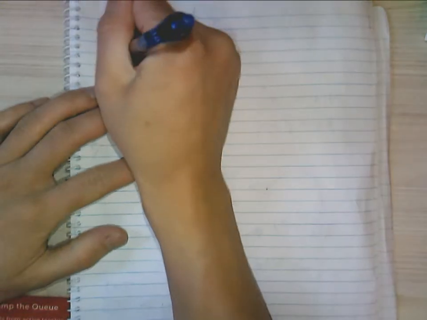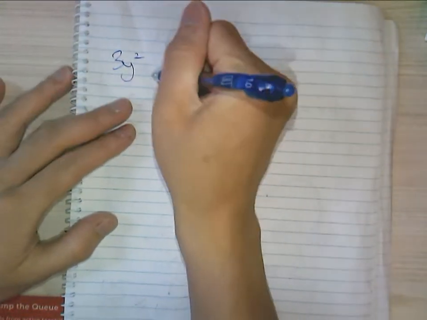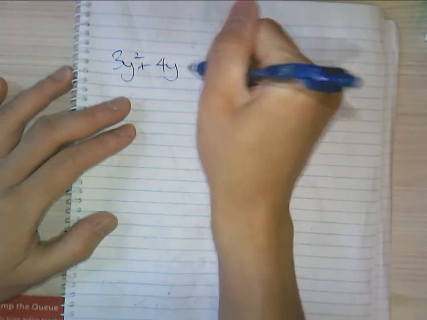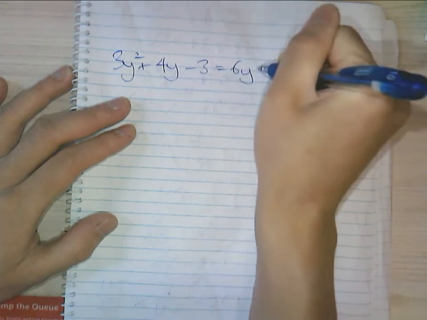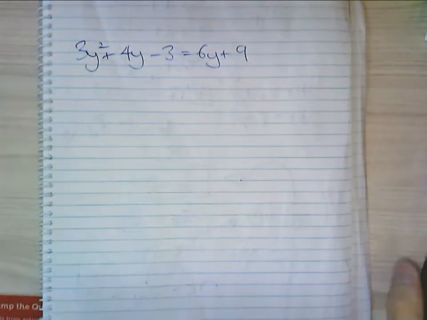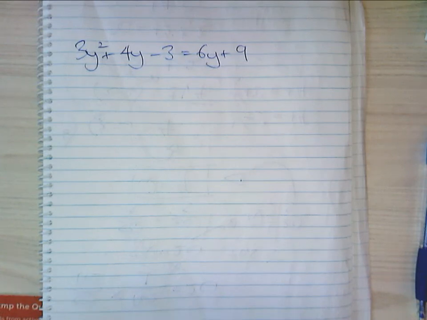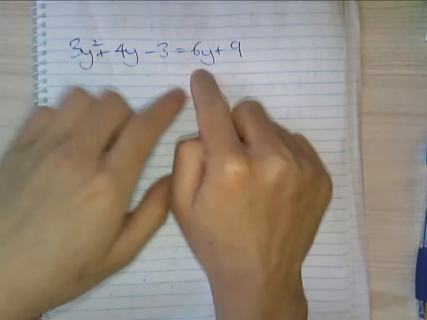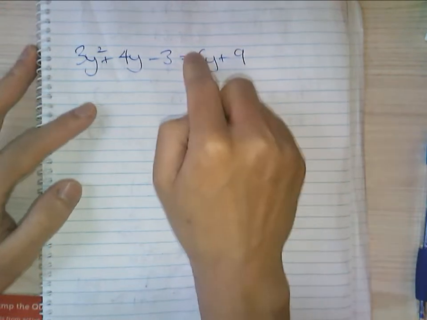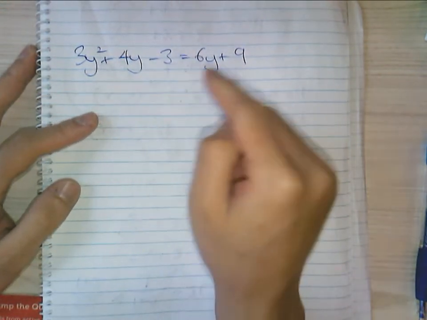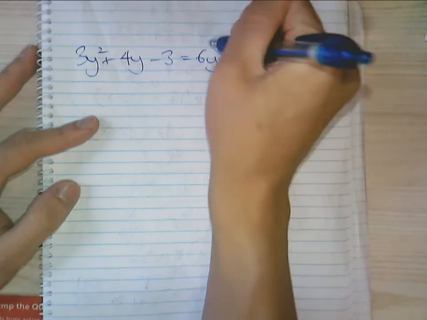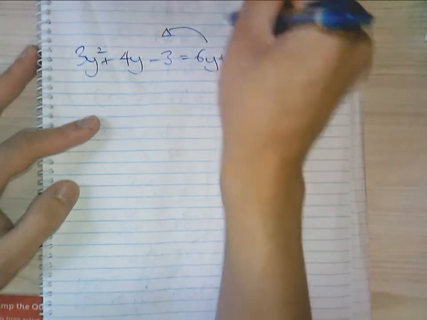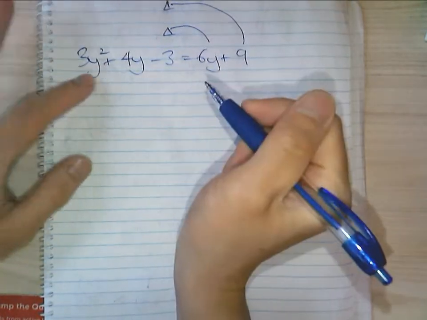So we've got 3y squared plus 4y minus 3 is equal to 6y plus 9. Okay, so what do we do from here? We've got to solve for this y unknown variable. We've got some terms on this side, we've got some terms on this side. Let's bring them together on the same side of the equal sign and see what we can simplify. So I'm going to move 6y to the other side, and I'm going to move +9 to the other side. So let's do that. Let's write this as it is first.